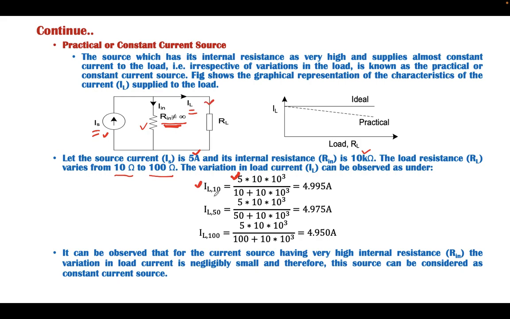When the load is 10 ohm, IL is 4.995 ampere when the source current is 5. Similarly, when the load resistance changes from 10 ohm to 50 ohm, the load current will be 4.975 ampere, and when the load resistance changes to 100 ohm, the load current will be 4.950 ampere. Hence we can say, with the change in load from 10 to 100 ohms, that is 10 times, the change in the load current in these three scenarios is marginal, and hence this type of source is a practical source or constant current source.